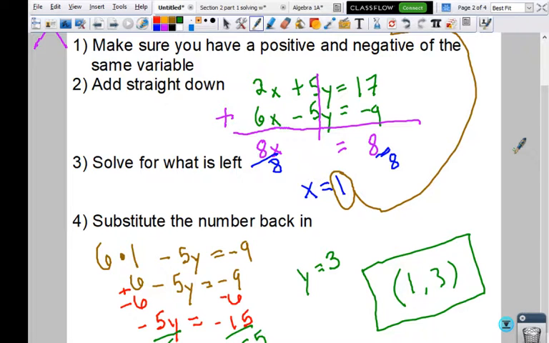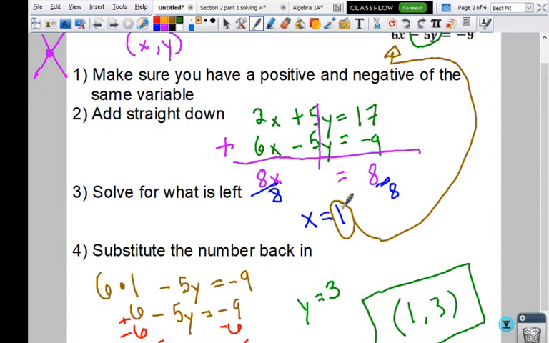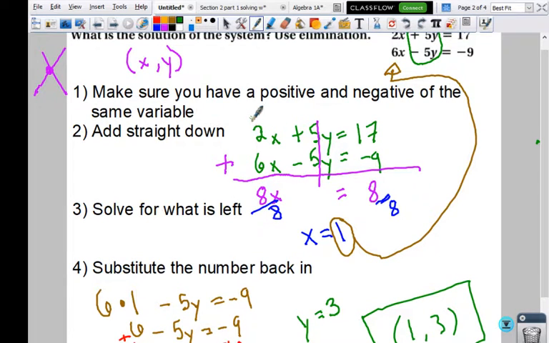As you go through these, you're going to have the same 4 steps every time. The first step is make sure you have a positive and negative of the same variable. Then you're going to add straight down, solve for what's left, and substitute it back in. It seems like a lot of steps, but the first one is just a double check, and the second one you just add down. So the hardest step, honestly, is this last step, number 4. So we're going to practice it a little bit. I'll give you time to finish writing it down real quick.